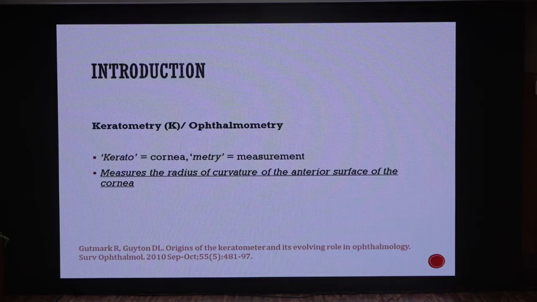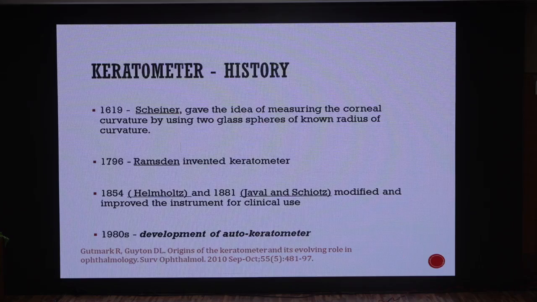Okay, going a little bit into the history. It was in the 17th century that Scheiner gave the idea of measuring the corneal curvature. Ramsden was the first to invent a keratometer in the 18th century, but for clinical use, the keratometers that came into vogue were only in the 19th century, separately by Helmholtz and Javal and Schiotz. Autokeratometer came quite late, only in the 1980s.